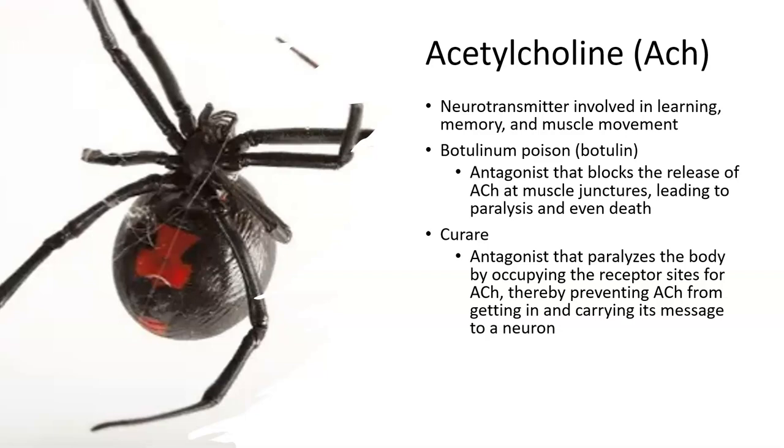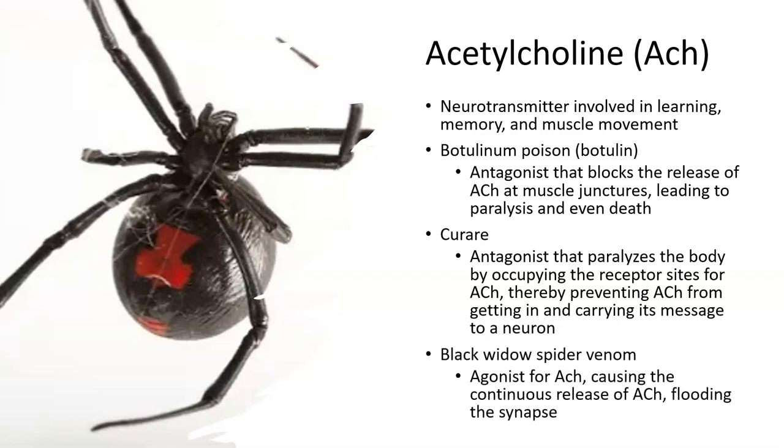There's also curare, which is a drug that is an antagonist, again, for acetylcholine, that paralyzes the body in a terrifying way by blocking the receptor sites for acetylcholine, and it prevents the neurons from carrying those messages forward. And then finally, the black widow spider pictured here, the venom is an agonist for acetylcholine, and what that causes is a flood of acetylcholine into the synapse, which then causes intense pain and a variety of other symptoms.